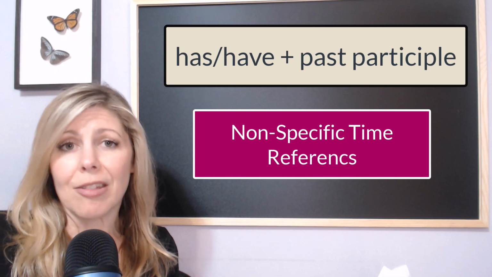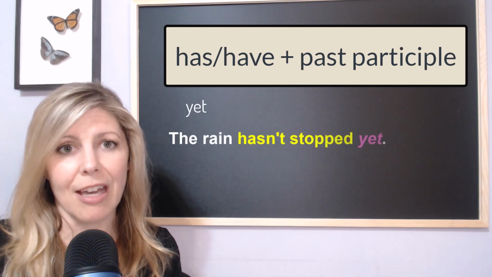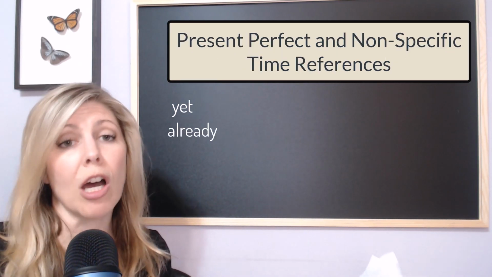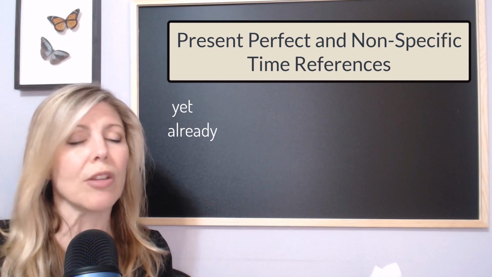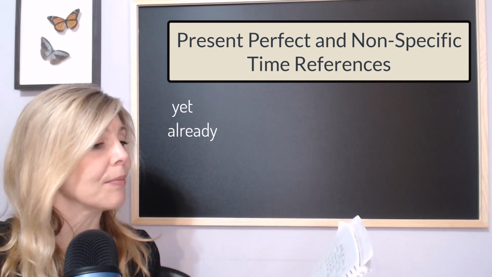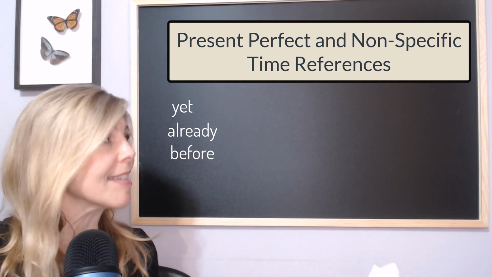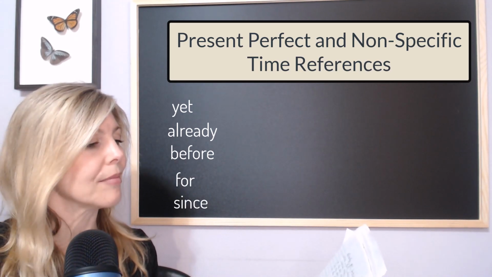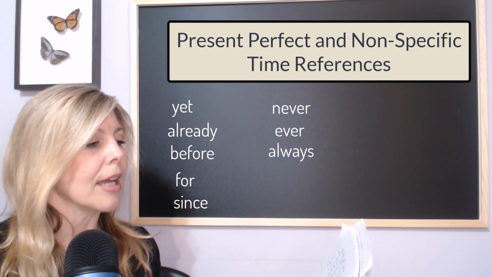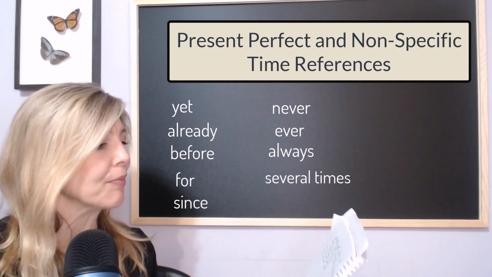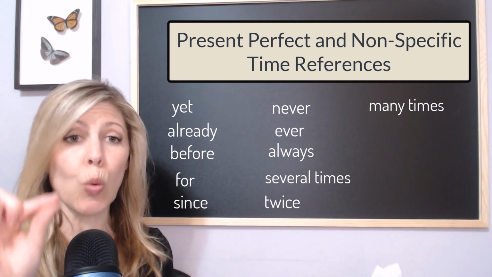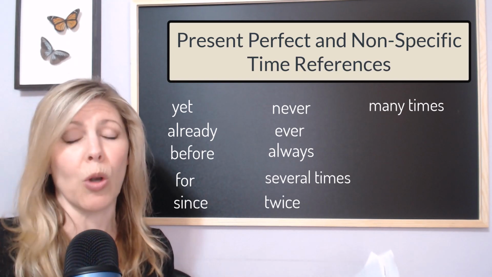Those are words like yet. The rain hasn't stopped yet. Okay, we can say already. In fact, here's a list of some non-specific time references that are used with the present perfect. We have already, yet, before, for and since. Those are really common. Never, ever, always, and then you can say several times, twice, many times, because those are not tied to one specific time. Okay, it was more than one time.